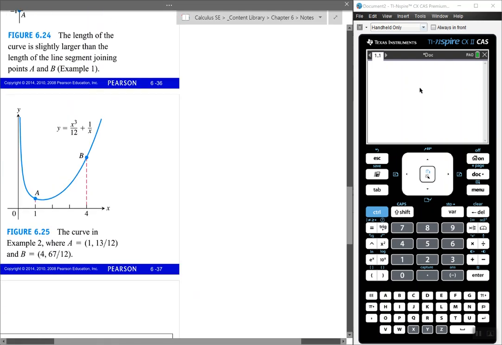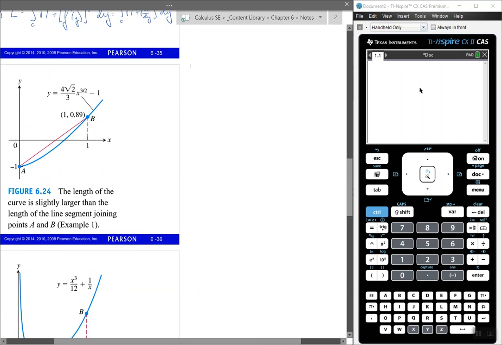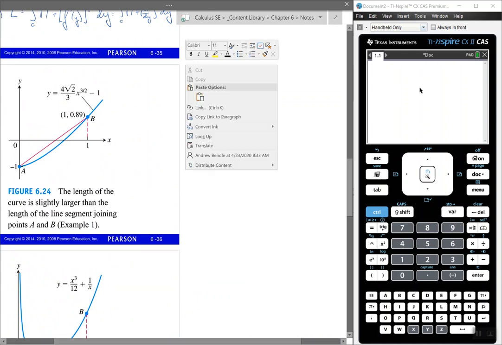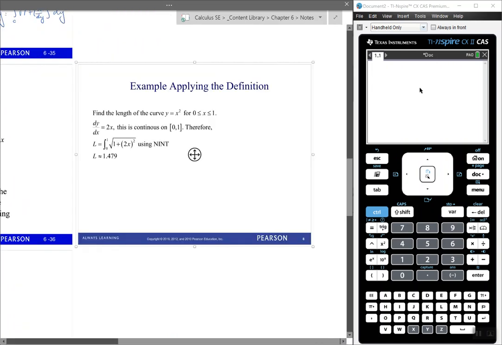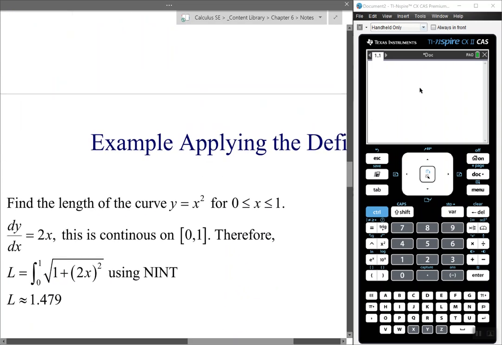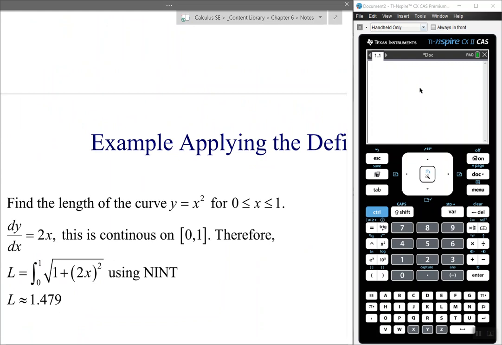Okay, so we'll do that one in a second here. I just want to get us started off with an example that lays everything out for us. We have this, and now it's got the answer, but that's okay. The length of the curve y equals x squared from 0 to 1, we use the formula that we just looked at, and we plug everything in.